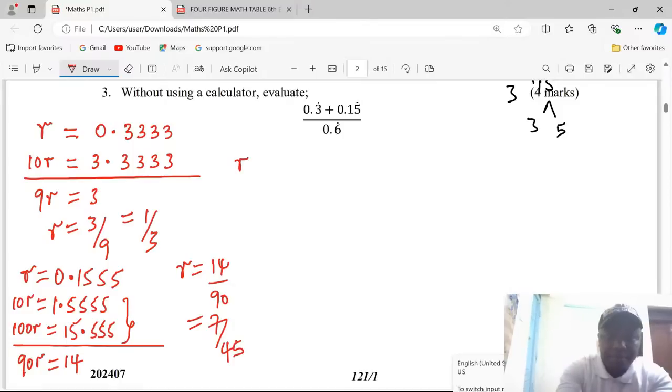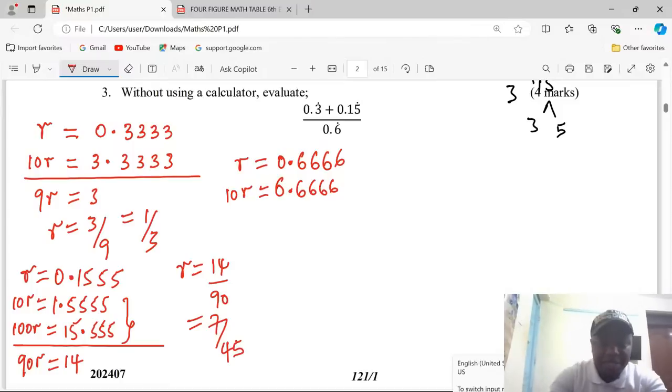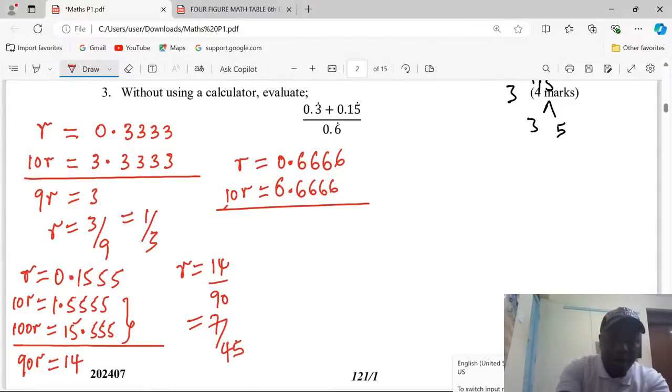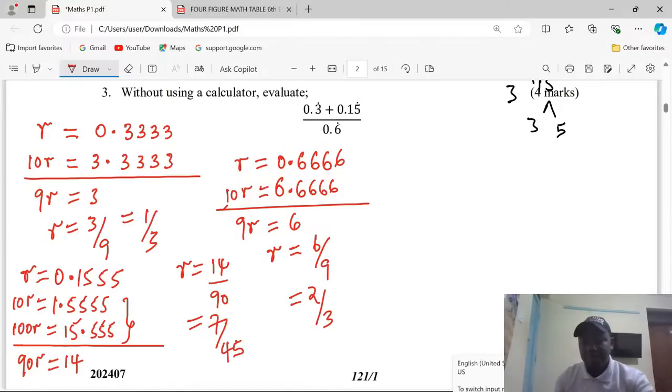We continue. The last one is 0.6. So R equals 0.666 recurring. So that 10R becomes 6.666. So now they can be subtracted to give 0 on the decimal part. So we need to talk about 9R now, equivalent to exactly 6. So R shall be 6 out of 9. This can simplify by 3: 2 by 3, 3. It can simplify to 2/3.